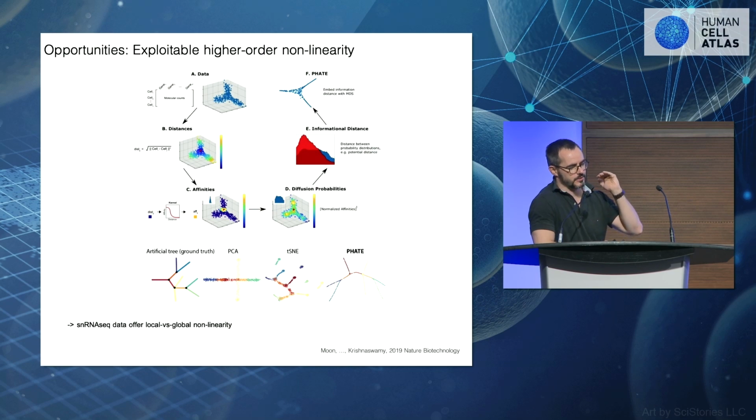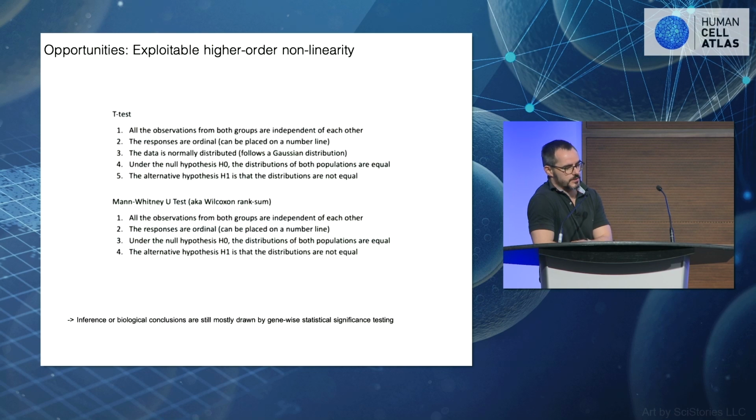So I'm just going to call it here local, global nonlinearity. And we probably can learn all sorts of things for all sorts of tasks using these kinds of nonlinearity, independent of what the machine learning algorithm is and independent of the biological goal.